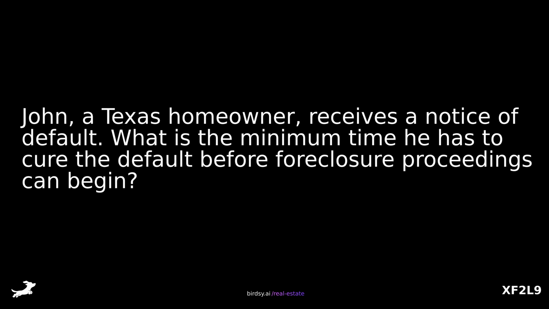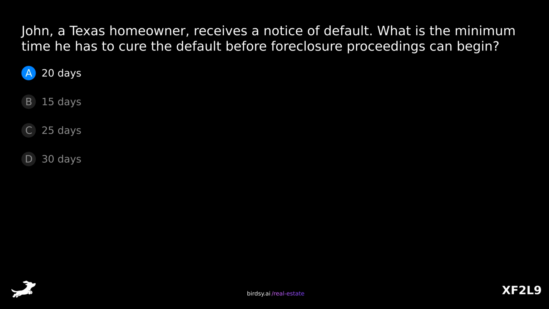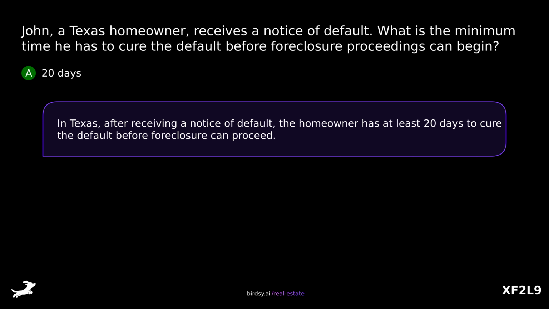John, a Texas homeowner, receives a notice of default. What is the minimum time he has to cure the default before foreclosure proceedings can begin? Is it A, 20 days, B, 15 days, C, 25 days, or D, 30 days? The answer is A, 20 days. In Texas, after receiving a notice of default, the homeowner has at least 20 days to cure the default before foreclosure can proceed.